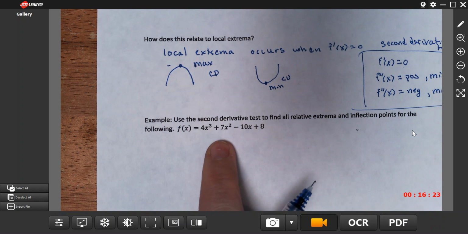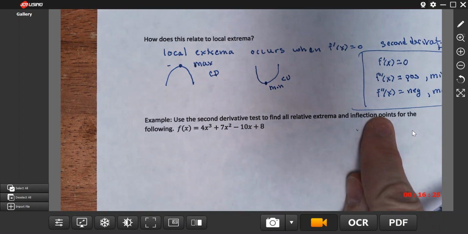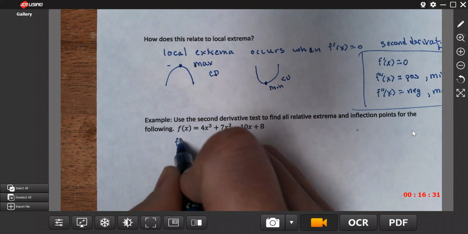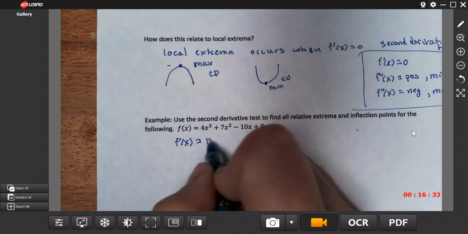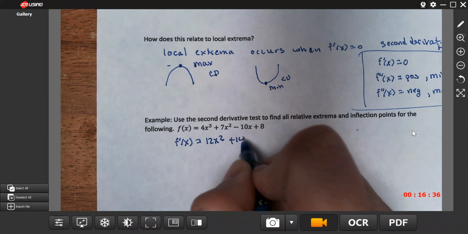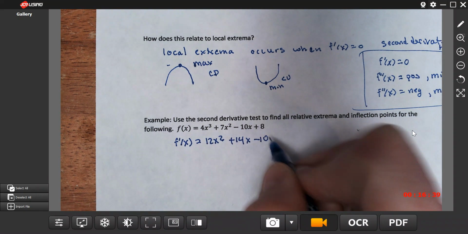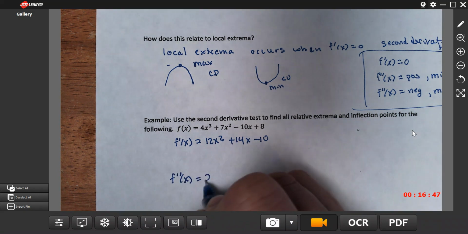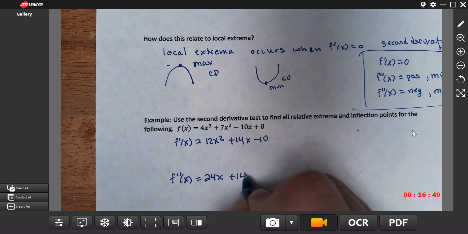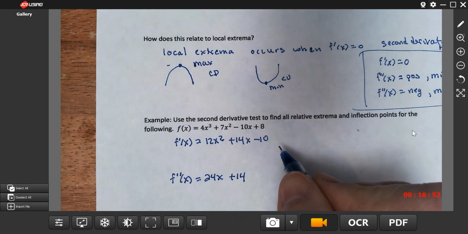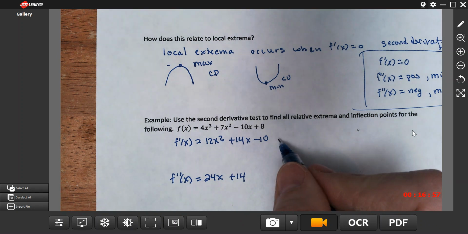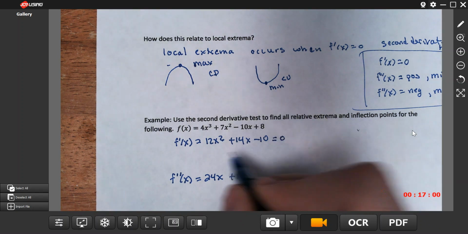So we're going to use this to find relative extrema and inflection points for this function. All right, here we go. So in order to do this, we need the first derivative. So that's 12x squared plus 14x minus 10. I'm leaving space because I'm going to work with that in a minute, but I'm going to also take the second derivative, so the derivative of this, so that's 24x plus 14. So in order to find the possible x values of local extrema, I'm going to set the derivative equal to 0.